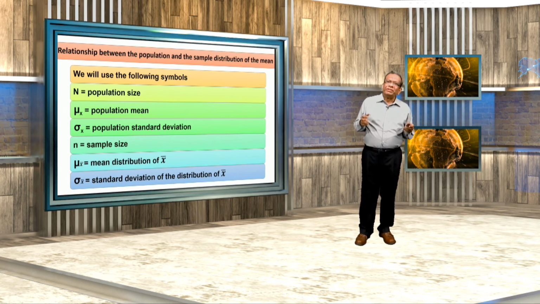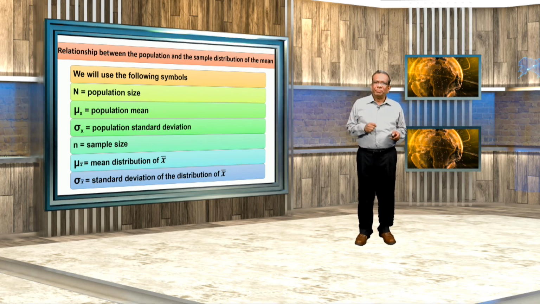Now, for the relationship between the population and the sample distribution of the mean, we will use the following symbols: N for population size, mu x for population mean, sigma x for population standard deviation, n for sample size, mu x bar, the mean of the distribution of x bar, and sigma x bar, the standard deviation of the distribution of x bar. We'll be using these symbols to represent the various connotations which we see in samples.